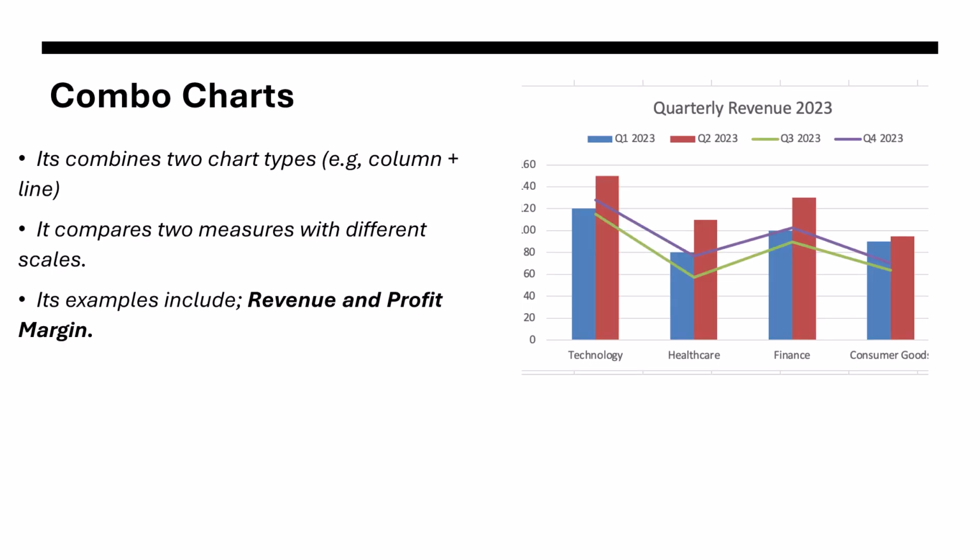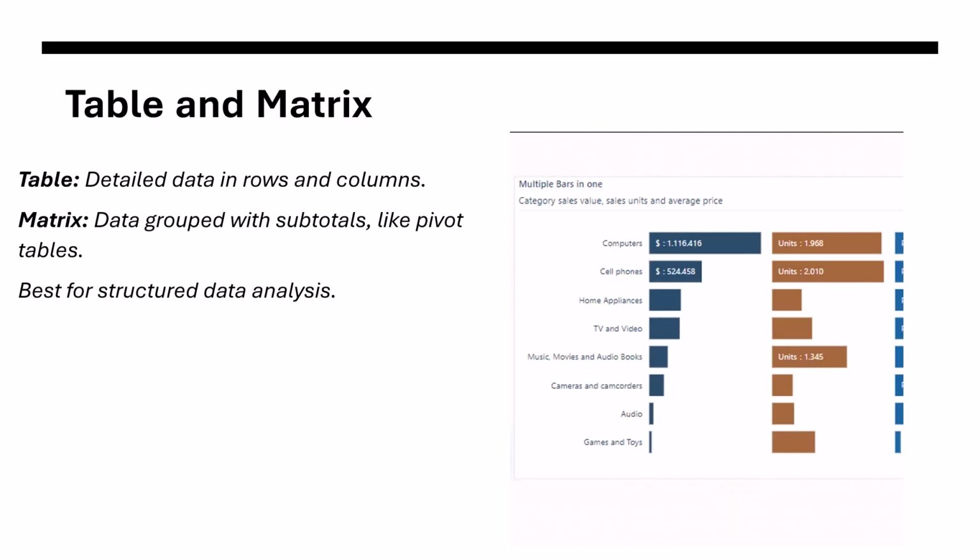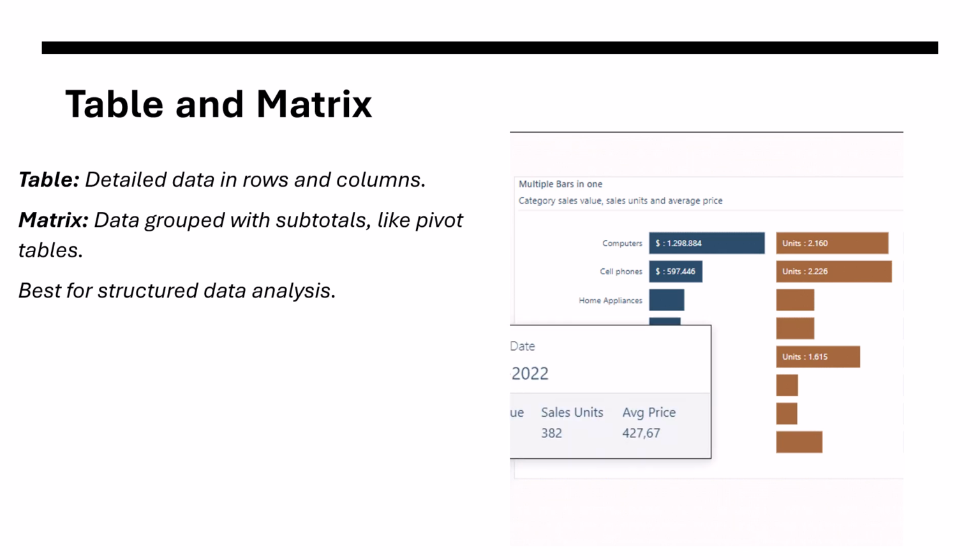Combo charts allow us to combine two different values, typically a column chart and a line chart, into one. This is especially useful when you want to compare two related measures. For example, you might want to compare revenue and profit margin together. The column shows total revenue while the line shows the margin percentage, and it helps to tell a more complete story at a glance.